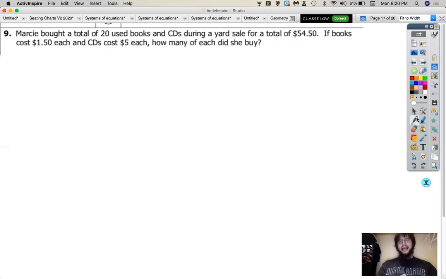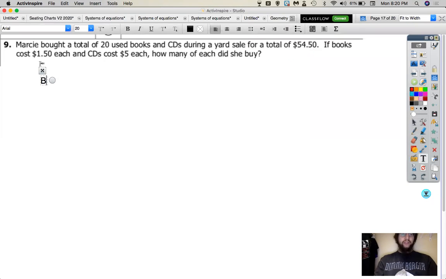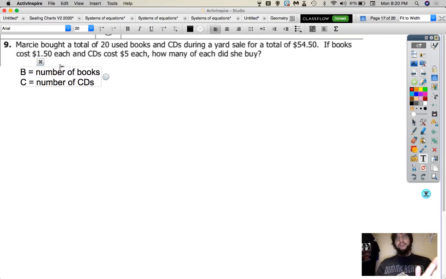So if we let B be books, I'm going to write out what my variables are. B, capital B, is number of books. And C is going to equal number of CDs. Notice I specified that's the number of them and not their price or anything. Sometimes you might be looking for their price, so you might want to specify that.